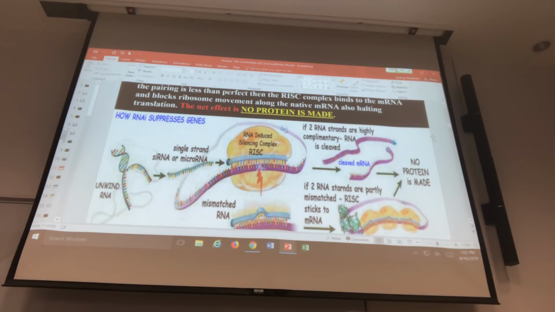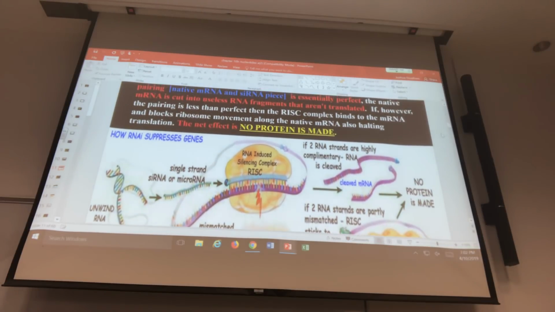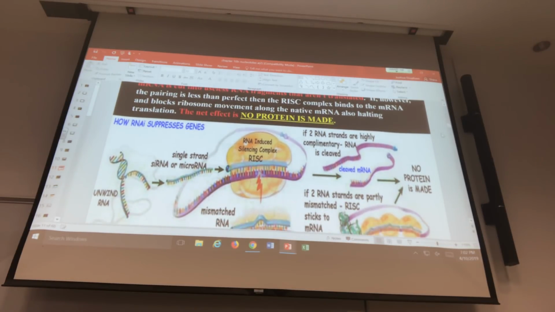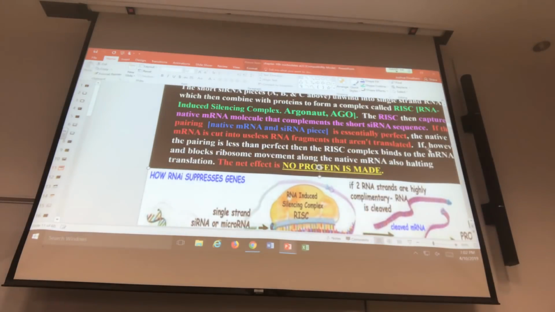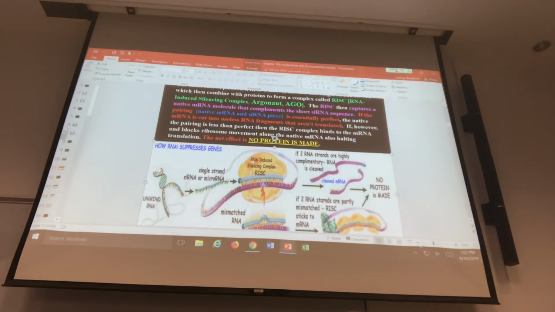Nope. Okay. So the native mRNA is cleaved if it's bound tightly? Yep. If it's highly complementary, which is what it means when it binds very tightly, it will cleave that. So those are two possibilities, two end results of siRNA.